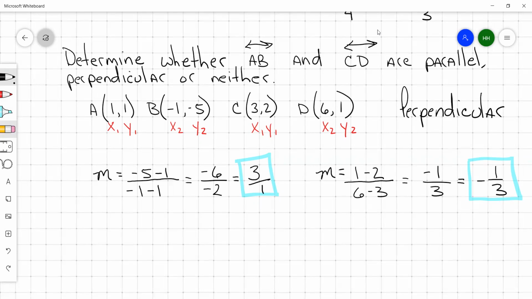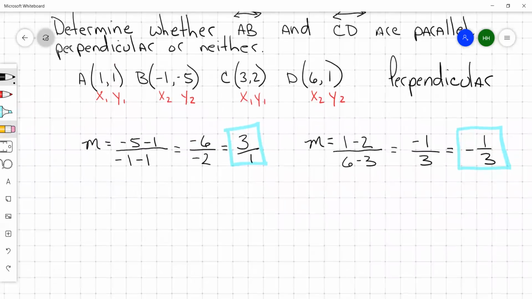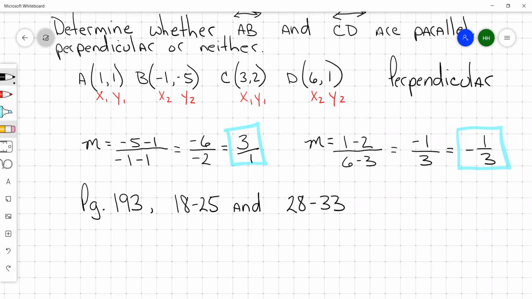The beginning of the assignment, you're going to just be finding the slope of one line. And the second part of the assignment, you're going to be finding the slope of two lines and then comparing the slopes to determine whether they are parallel, perpendicular, or neither. So your assignment for today is on page 193. Problems 18 through 25, and 28 through 33. Say again? Yeah, 18 to 25, and then 28 through 33.